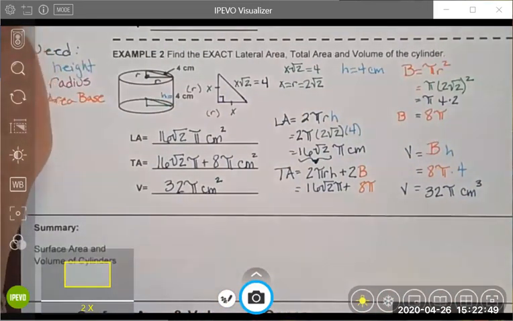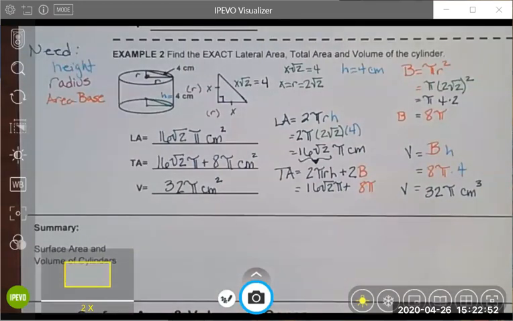And that's it, folks. That's how we solve problems involving cylinders.